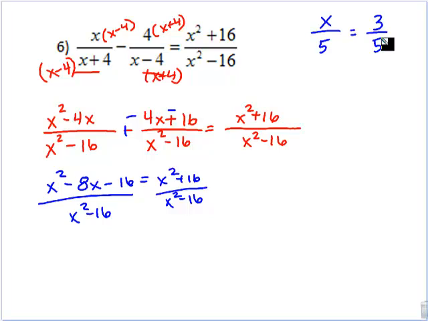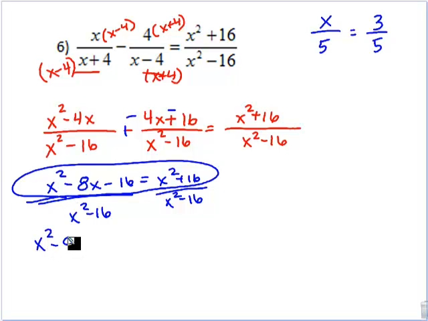So can we just make our numerators equal to each other? Yeah, exactly. We can just go across. We can say x squared minus 8x minus 16 equals x squared plus 16. Because our denominators are the same, we can just look at the equation that our numerators create. So x squared minus 8x minus 16 is equal to x squared plus 16. How would we solve this?